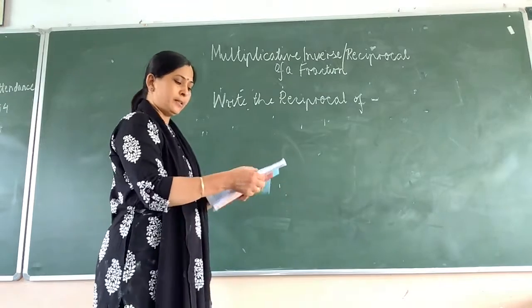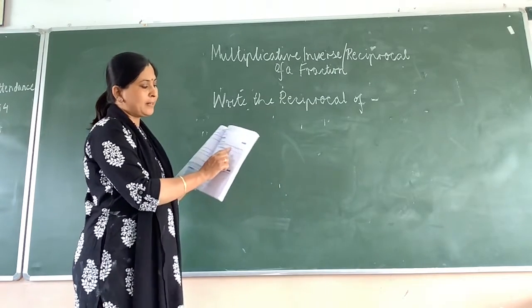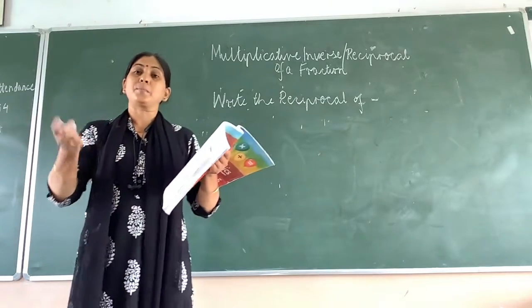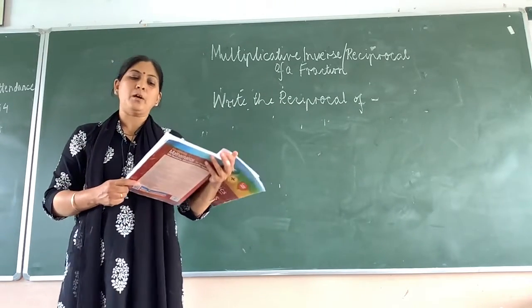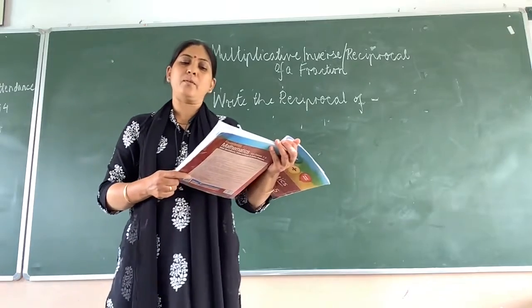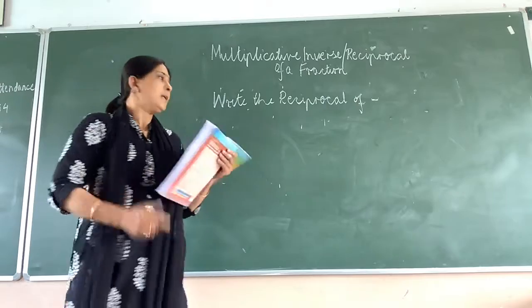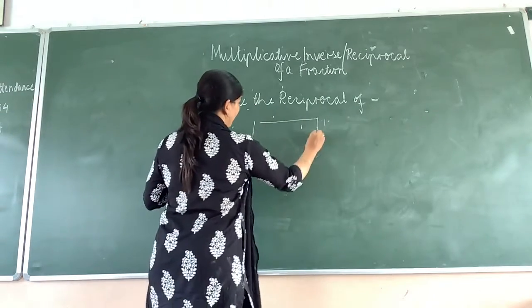Now see, another thing. If a number is less than 1, then its reciprocal is greater than 1. Now think of a number which is less than 1. You will think that a number less than 1 is 0. But no. Come on, let me show you a figure.